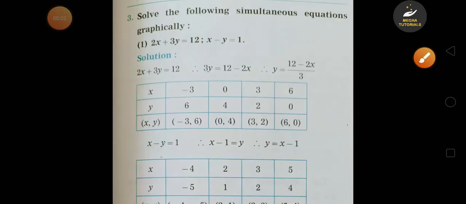Third question. Solve the following simultaneous equations graphically. In that, the first question is 2x plus 3y is equal to 12, equation 1, and x minus y is equal to 1, equation 2.